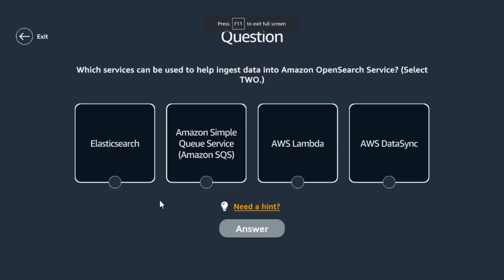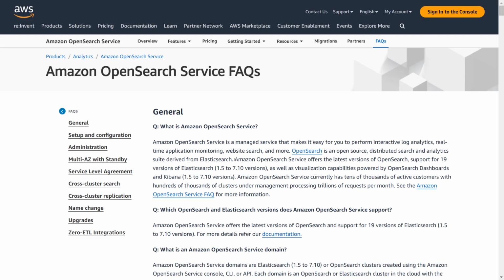Which services can be used to help ingest data into Amazon OpenSearch service? I think it can be Lambda, and I think SQS. Elasticsearch itself is OpenSearch, so I don't know what they are talking about. I don't think it's DataSync. So let's click on this, and I think it will show us. Somewhere it should show us that.